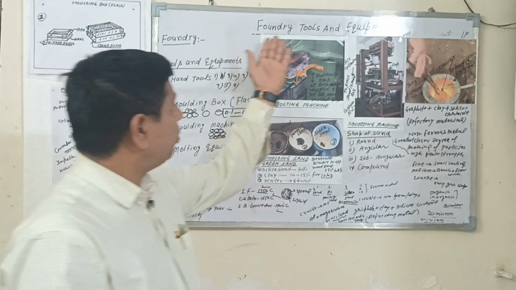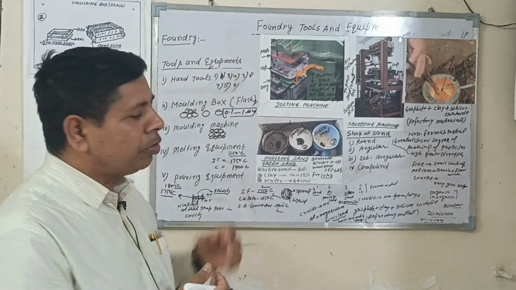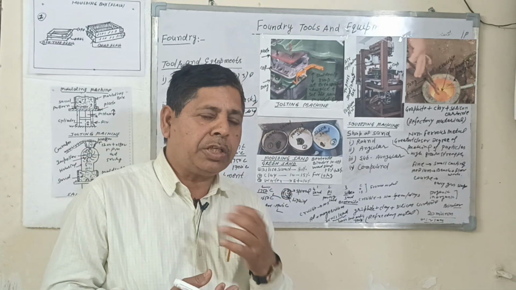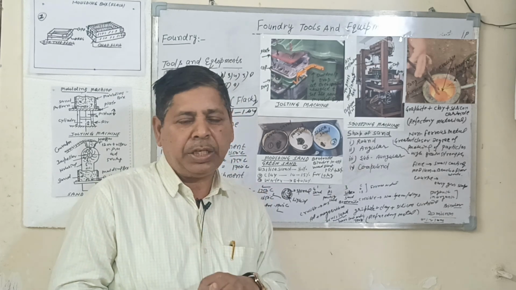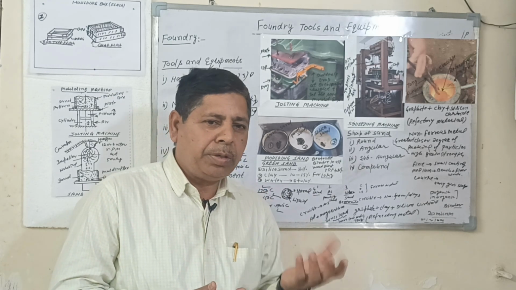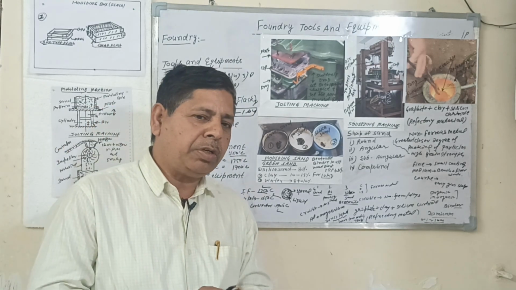Today my topic is foundry tools and equipments. First, I am telling you about a foundry. A foundry is a place where castings are produced. In this process, the metal is heated in different types of melting equipments. The molten metal is poured into the cavity or the mold.